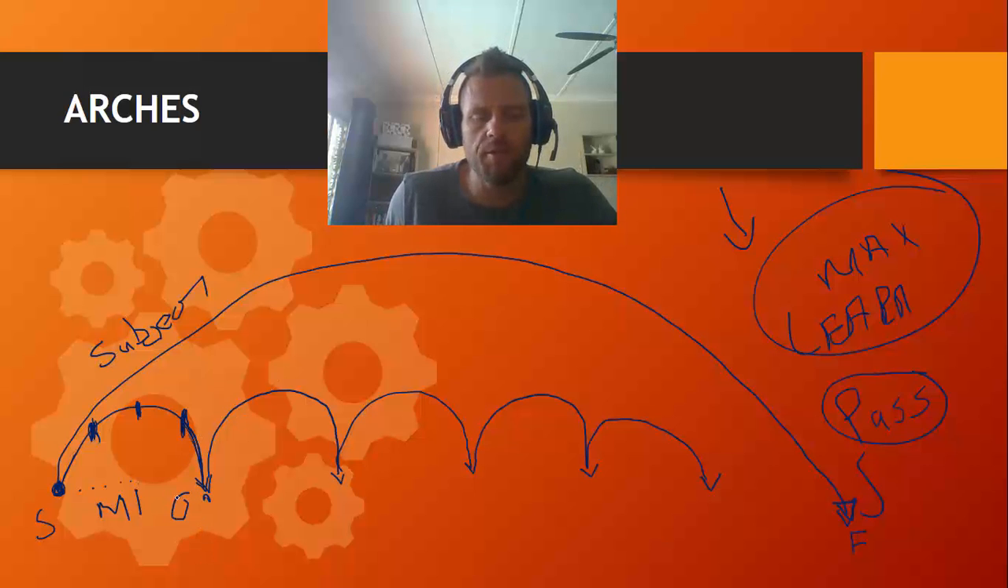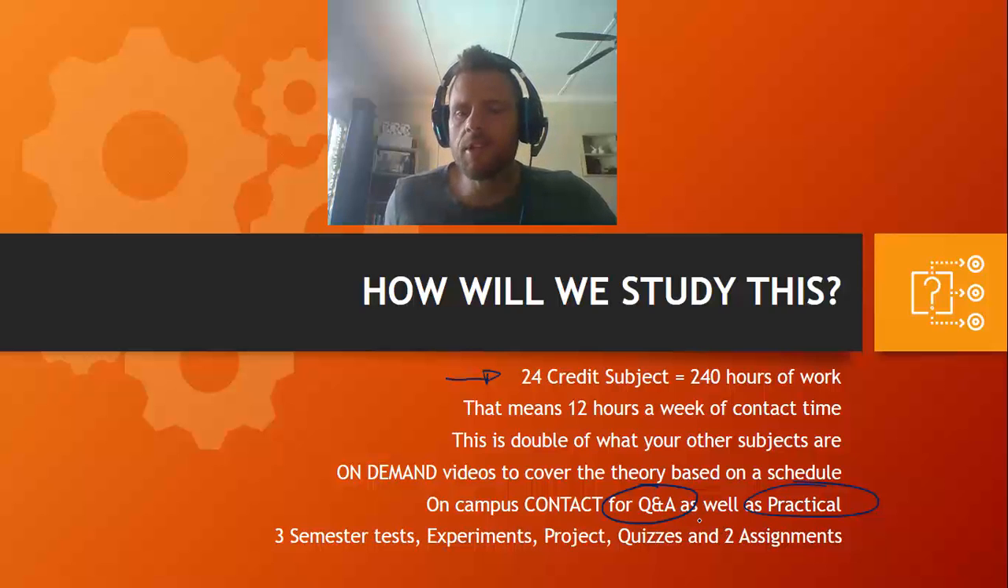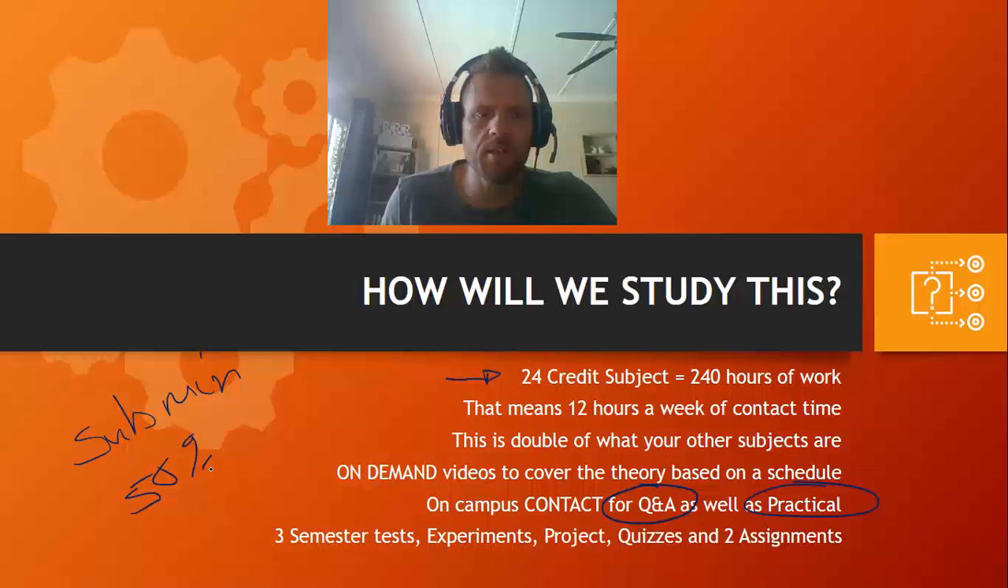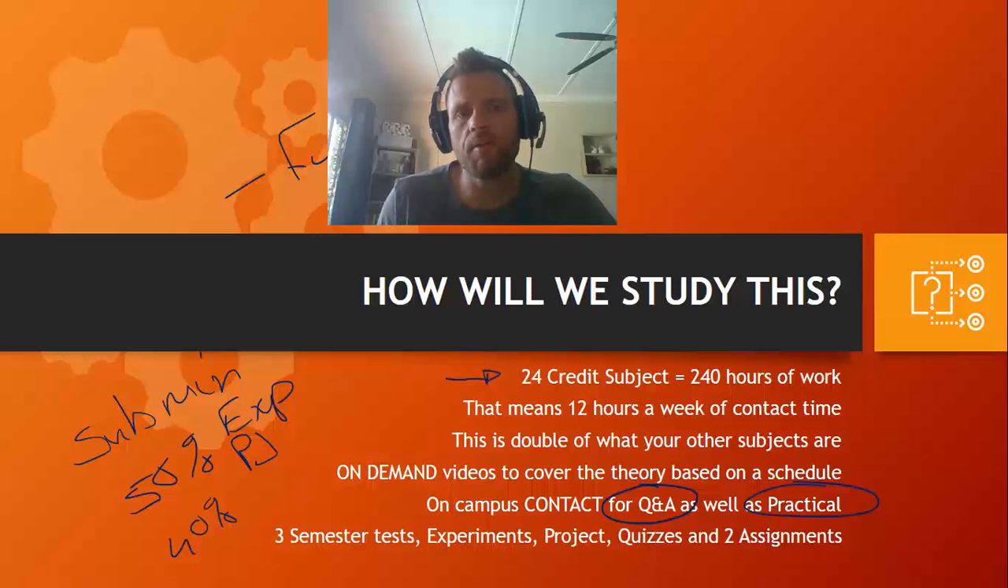Each arch basically finishes with a quiz, and the quiz is there to help you prepare and to measure and see where you are. Then there are also 2 assignments. Now I must remind you that there are sub-minimums of 50% on the experiments as well as the project, and on your theory work there's a 40% sub-minimum. Your final mark should be above 50% for you to qualify to pass this subject, also keeping in mind that you've qualified for the sub-minimums.